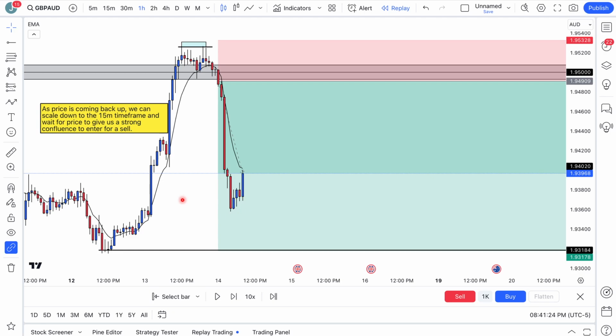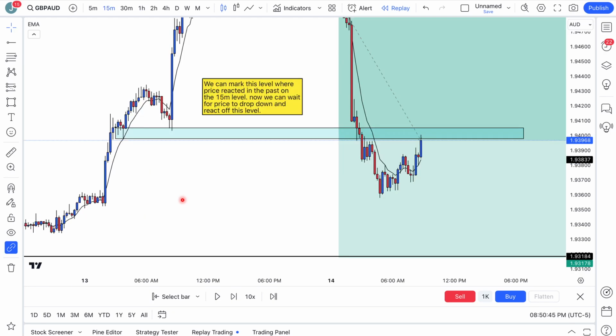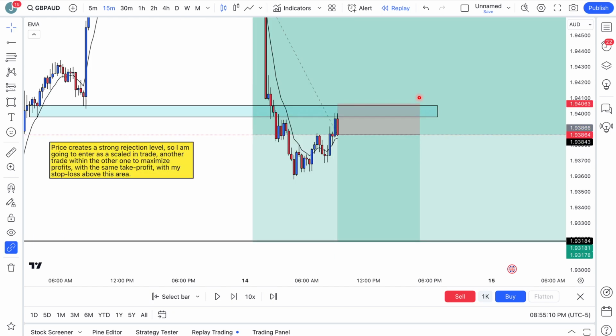There's also something called scaling out, scaling in and out. So scaling in is when you enter another trade, and scaling out is when you remove some of your positioning. You remove some of your lot size on the trade, or you get out of the trade. So here we can mark this level price retraced to in the past on the 15-minute time frame, and now we can wait for price to drop down and react off this level.